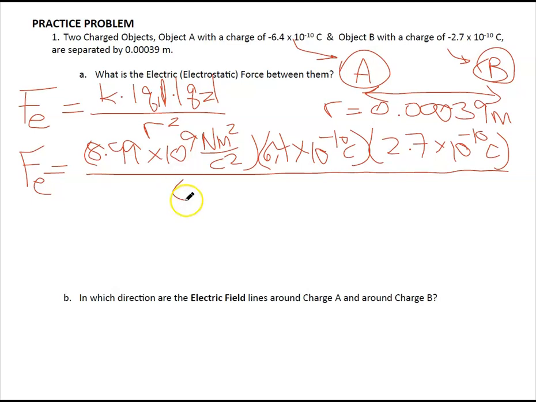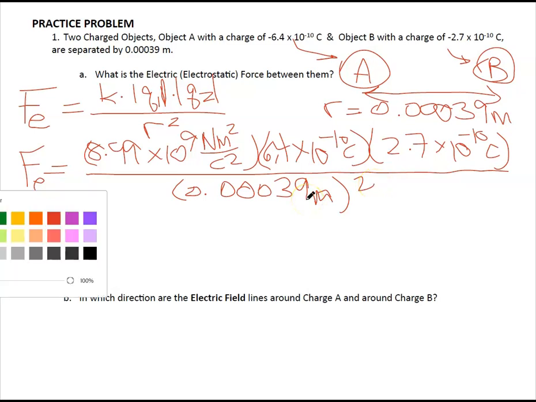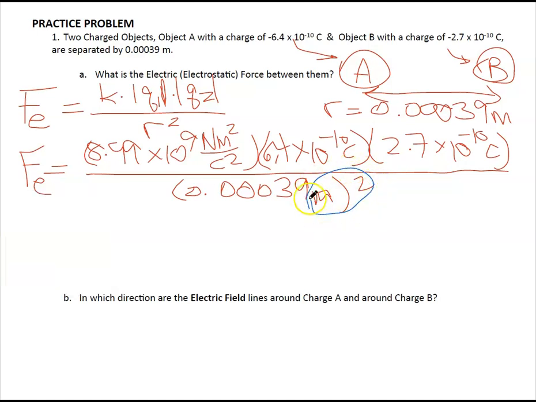And then we divide that by the distance between the two charges squared, which is in meters, and then when we square it, of course, that'll be in square meters. And I'm just going to show you how the units work here. This will become meters squared, which will cancel these meters squared.